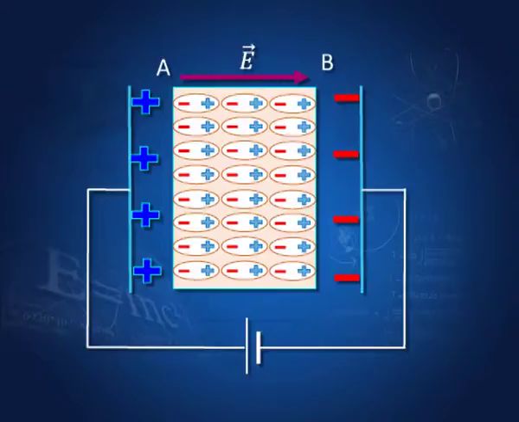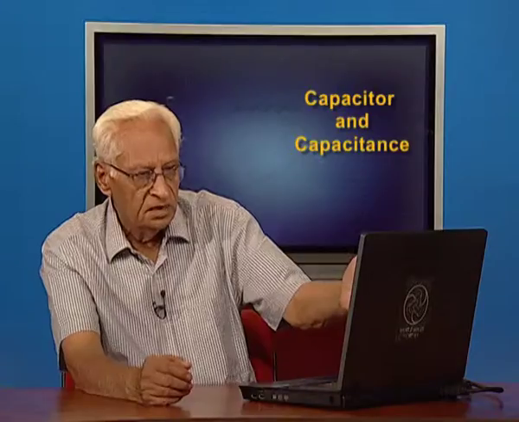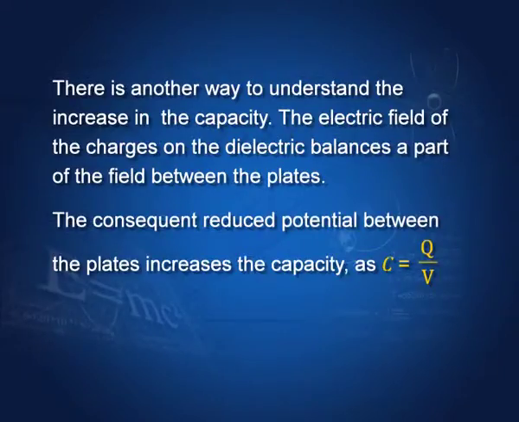So, therefore, the presence of a dielectric in between the two metal plates of the capacitor increases its capacity. I have already told you that the field due to the dielectric opposes this field, and therefore the potential difference is reduced and the capacity, Q by V, increases.